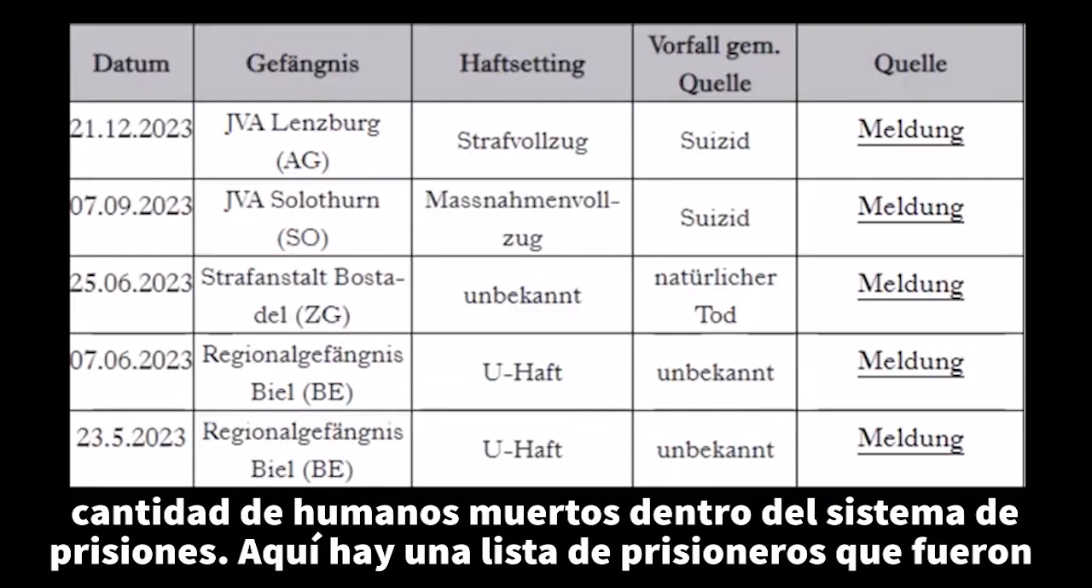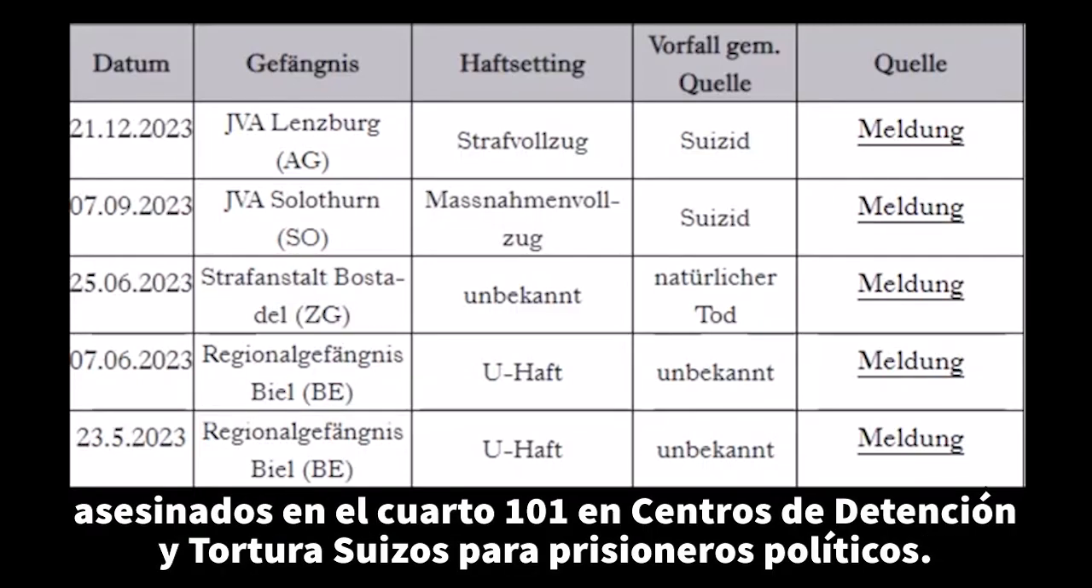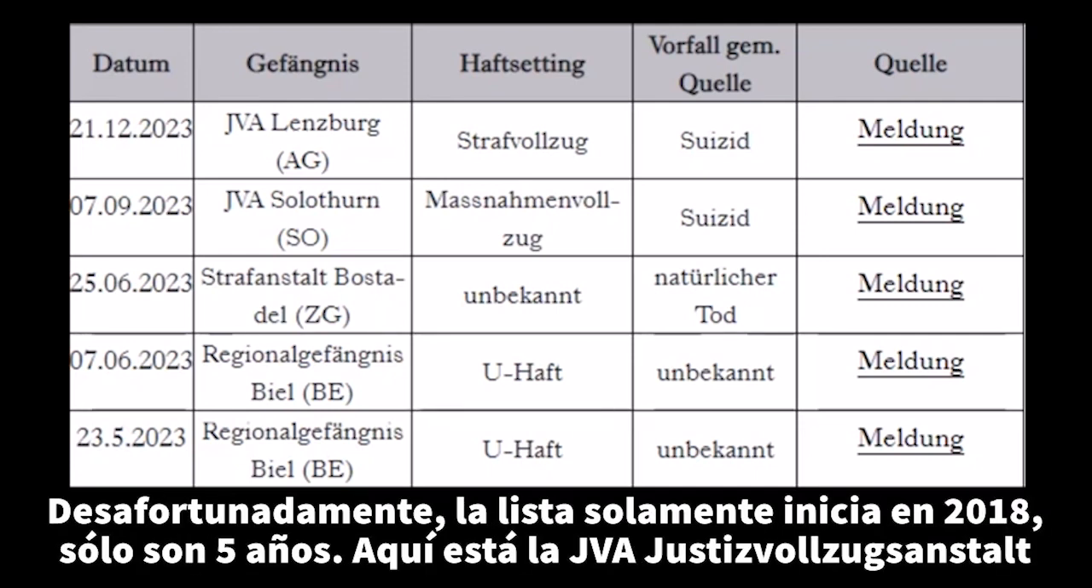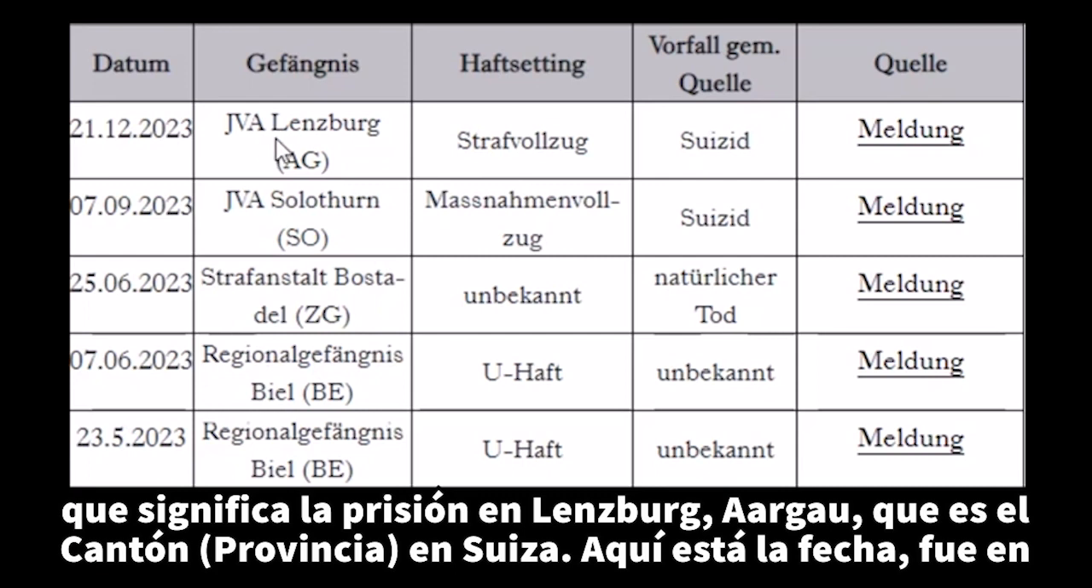Here's a list of prisoners getting murdered in room 101 in Swiss torture detention centers for political prisoners. Unfortunately, the list only goes back to 2018, which is only about 5 years. So here is the JVA, Justizvollzugsanstalt, which means a prison, in Lenzburg, AG, that is Aargau, a canton in Switzerland.